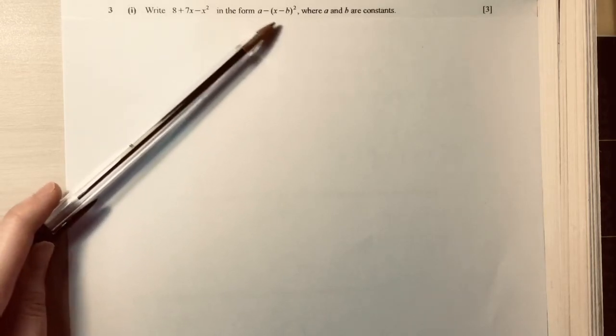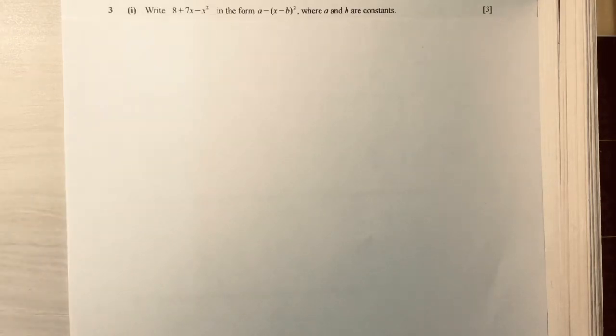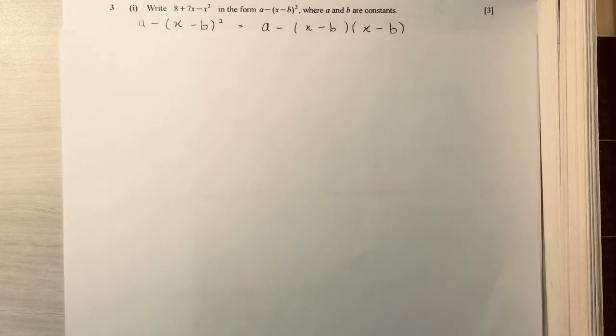Welcome to my video. This is the question we've been doing today from IGCSE Cambridge past year paper 0606. To write a plus 7x minus x squared in the form of a minus bracket x minus b squared, all you have to do is to expand this equation here. You expand this unknown equation in this way.